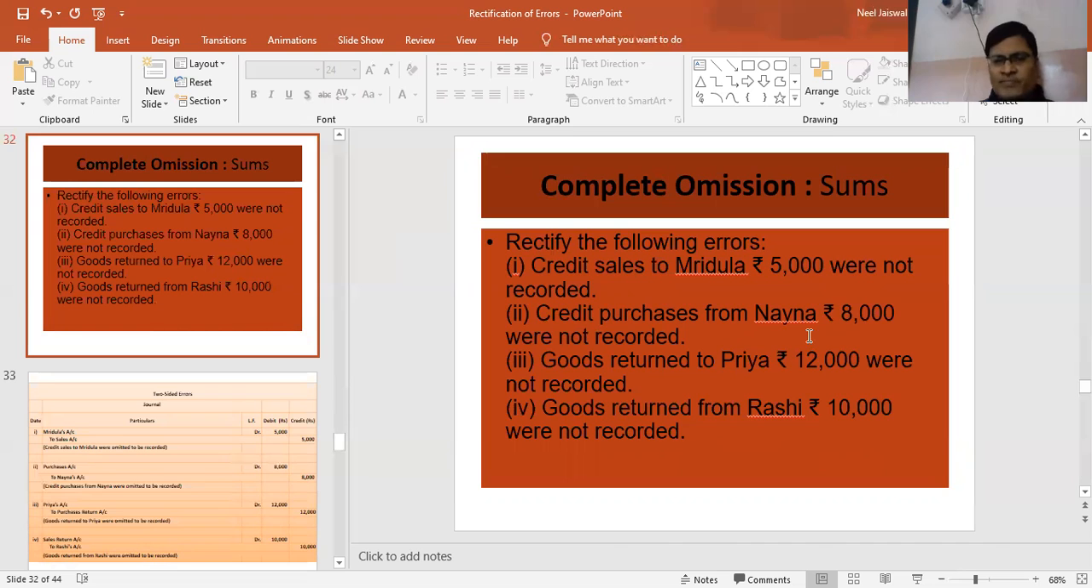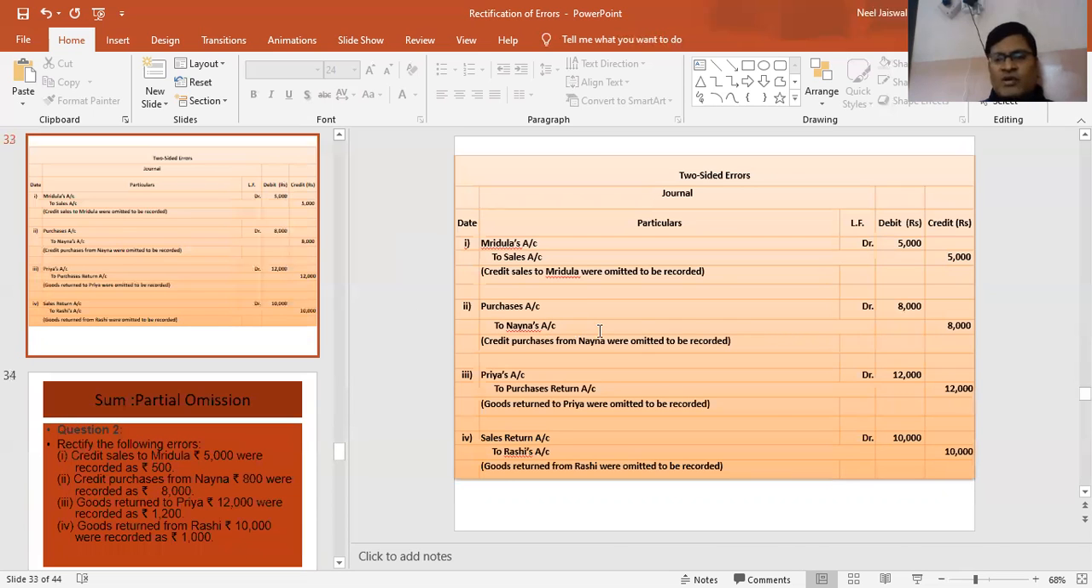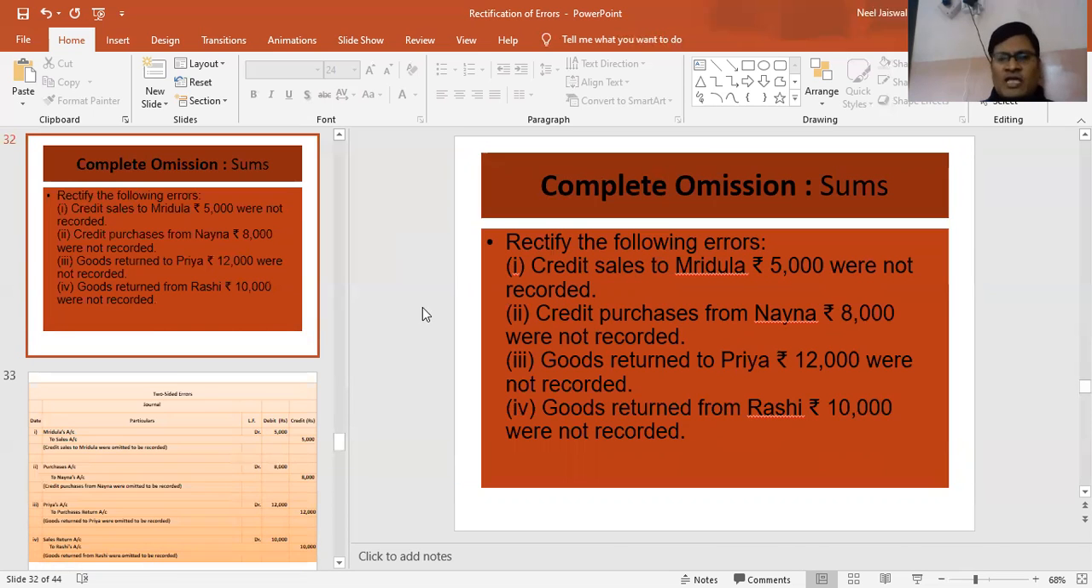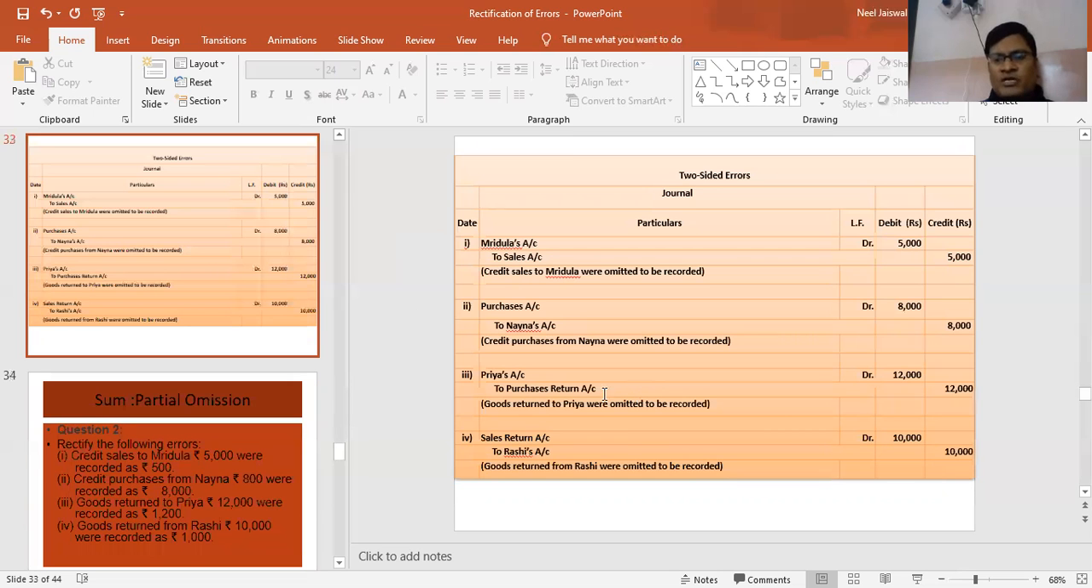Credit purchase from Naina 8,000 were not recorded. So again, you record it. Credit purchase, purchase account debit to Naina account. Then again, goods returned to Priya 12,000 were not recorded. So just record it. Goods returned to Priya. So Priya account debit to return outward. Yeah, to purchase return.